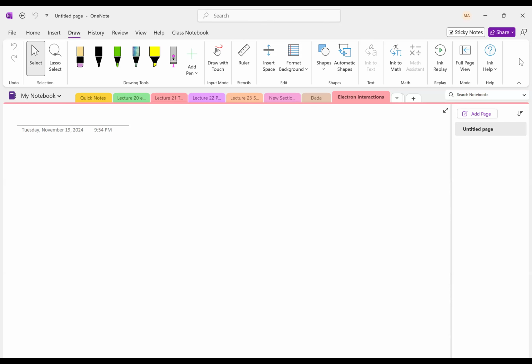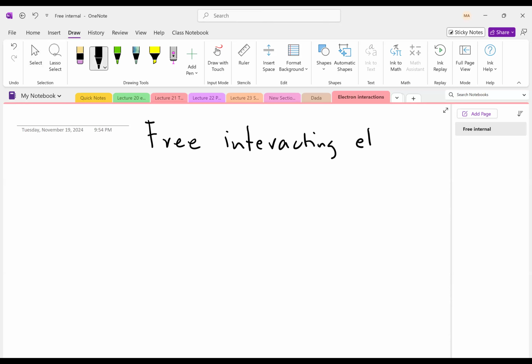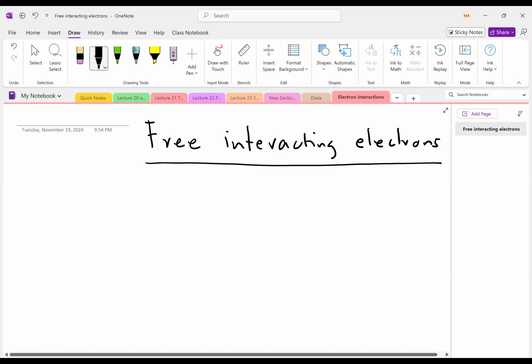All right, so what I'm going to do today is describe the Hamiltonian which is relevant to free electrons, but these electrons are interacting with one another. So although we are going to talk about free electrons, these are interacting electrons. We have a sea of electrons which are interacting with one another through the Coulomb repulsion.